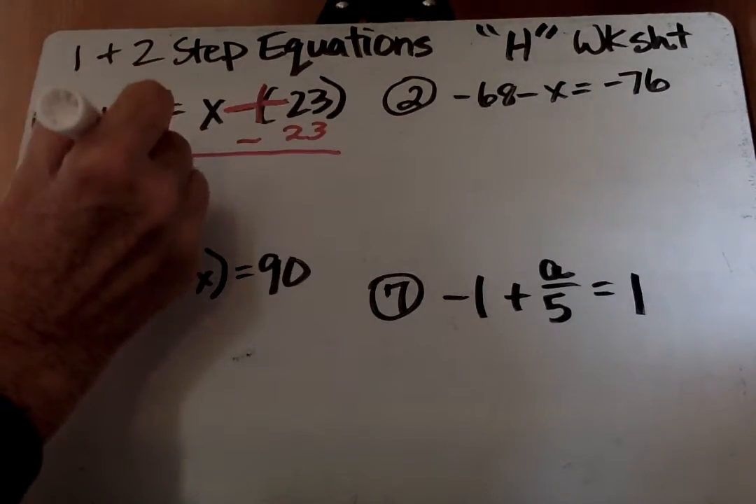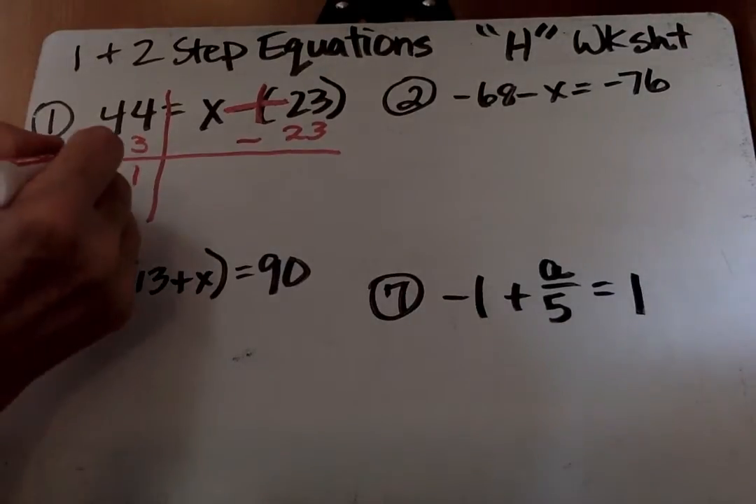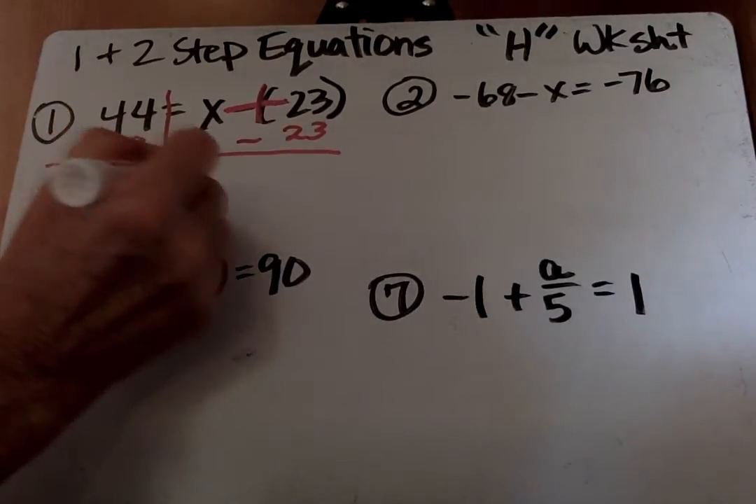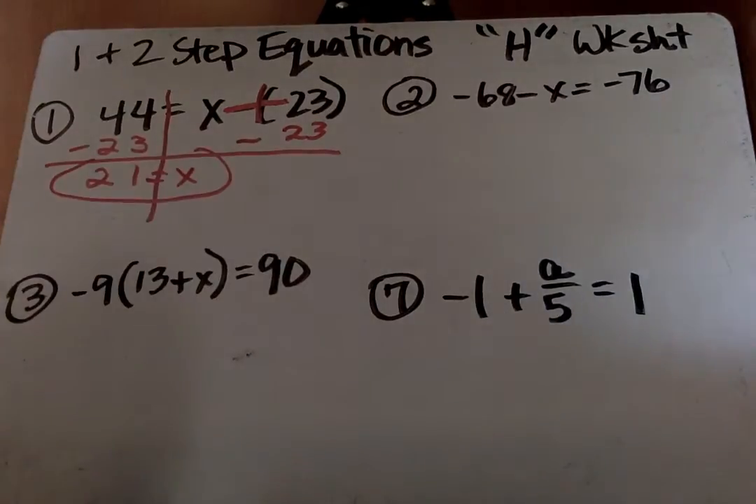4 minus 3 is 1. 4 minus 2 is 2. So x equals 21.